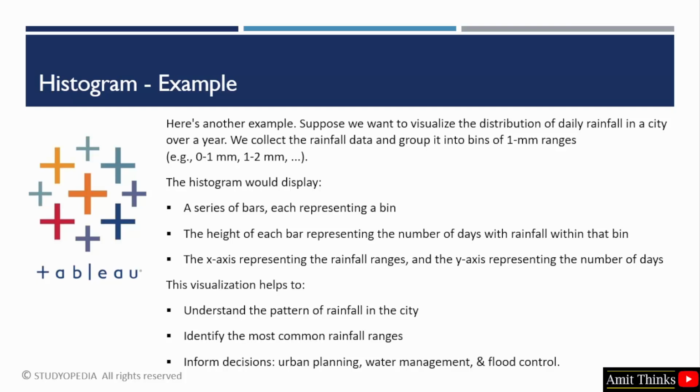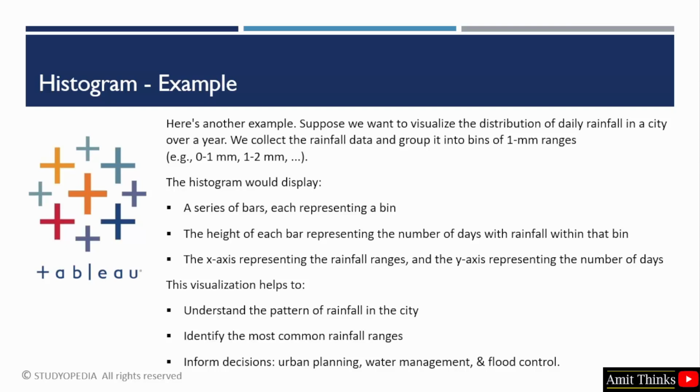Let's say another example, we want to display the distribution of daily rainfall in a city over a year. So obviously we will create some bins for the range. Here we have bins of 1 millimeter ranges, that is 0 to 1, 1 to 2, 2 to 3. Our histogram will display a series of bars, each representing a bin. The x-axis will represent the rainfall ranges, and the y-axis will represent the number of days. Also, the height of each bar will represent the number of days with rainfall within that range. This histogram visual will obviously help in understanding the pattern of rainfall so that we can identify the most common rainfall ranges. This will later on help in managing water, and also in controlling floods.